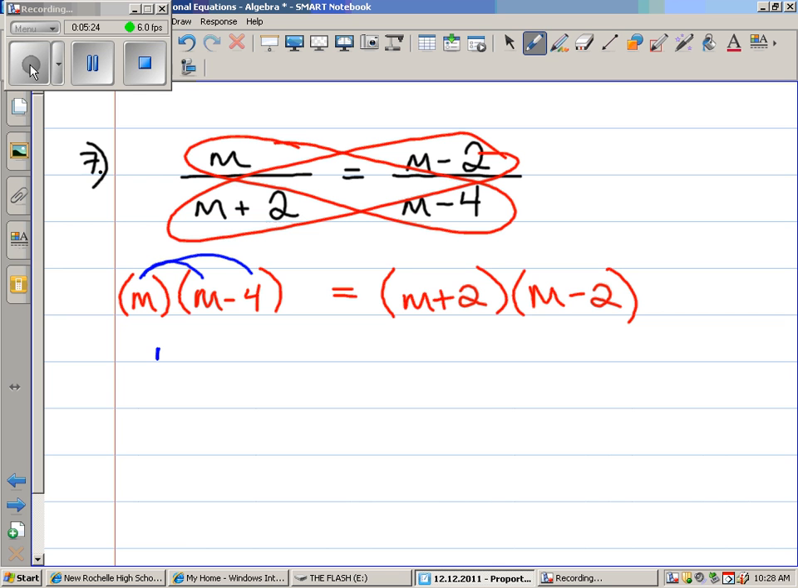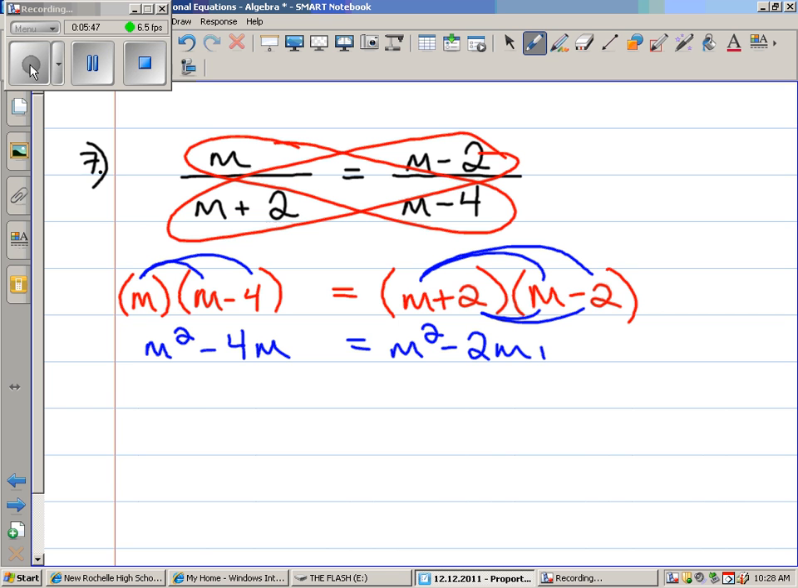This is going to be m squared minus, oh, hold on one second. Let's use a different color. I was going to make it a Christmassy type problem with red and green. Minus 2m plus 2m minus 4. Here we go.